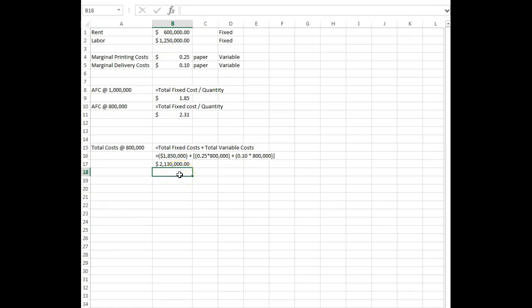2.13 million. Now, if we're trying to figure out how much of this we need to charge per unit, we calculate our per unit cost, we simply have to take our total costs divided by our quantity sold. So our 2.13 million divided by 800,000 gives us $2.66 per paper. And this is what we need to break even.